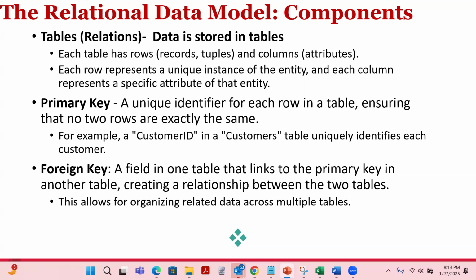There is also a foreign key. A foreign key is a field or attribute in one table that links to a primary key in another table. Which allows us to create relationships between two tables, and allows us to link two tables together. Okay. So tables, primary keys, foreign keys.